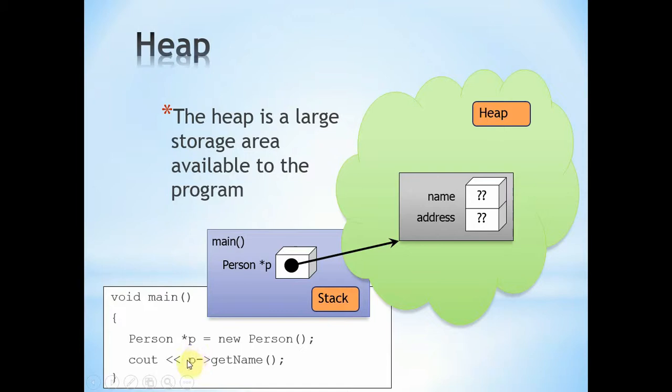What we're really saying is P is a pointer, we know that, and so we're following the pointer to the object and then calling the method. So when you're using pointers, make sure you use the arrow instead of the dot.